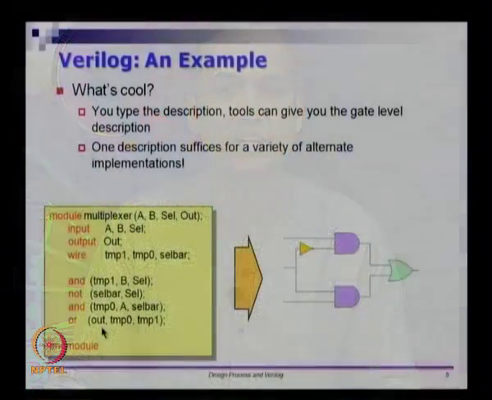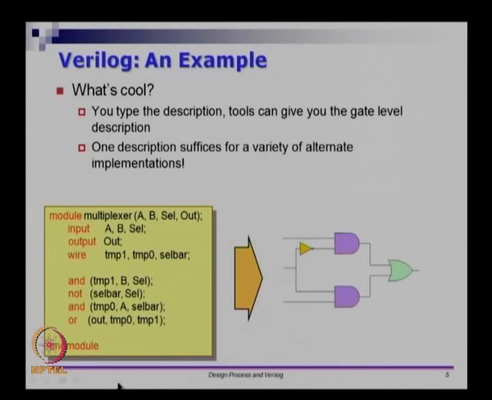I already showed this example earlier. What is cool about Verilog or VHDL or any such HDLs is that you type the description and there are tools which can give you the implementation. You write a description like this, and there are tools which will give you what should be the gate equivalents and how they should be connected. And usually you give one description, you can get a variety of implementations.